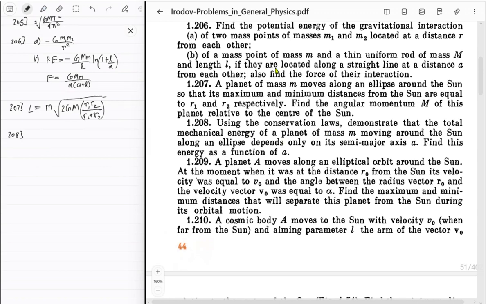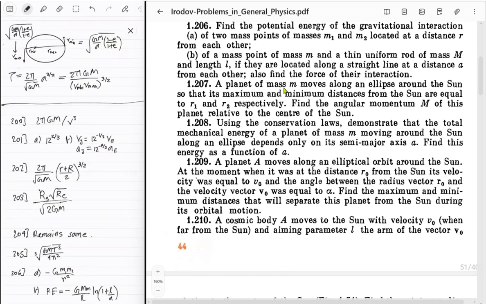Ellipse depends only on its semi-major axis A. Find this energy as a function of A. Oh, okay, so you want the energy, right? Okay, so it doesn't depend on B. That's what you are getting at, right? I mean, you already got B maximum.